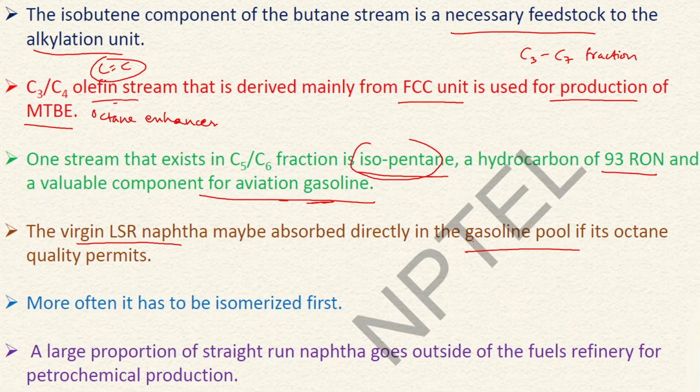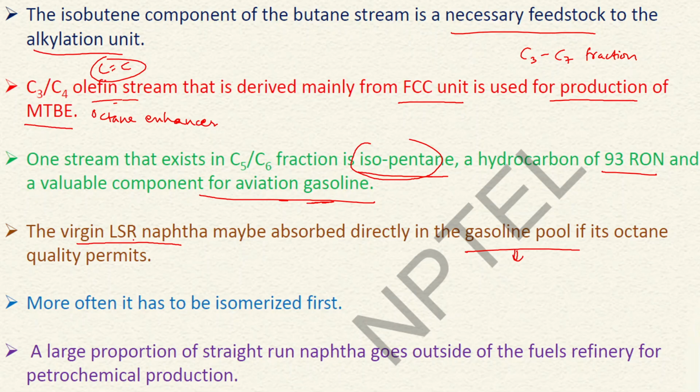What is this gasoline pool? Gasoline consists of various components. So basically, it is a kind of pool in which different components of the gasoline are added along with some octane enhancers, then some anti-corrosive components, as it is used in a motor engine. So it should not consist of impurities that may corrode the engine. Then it may consist of some anti-gum agents, anti-foaming agents. All those are added in the gasoline pool. Okay. More often, it has to be isomerized first.